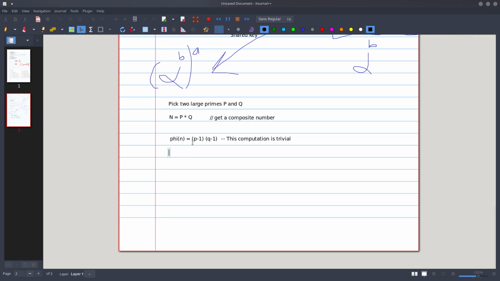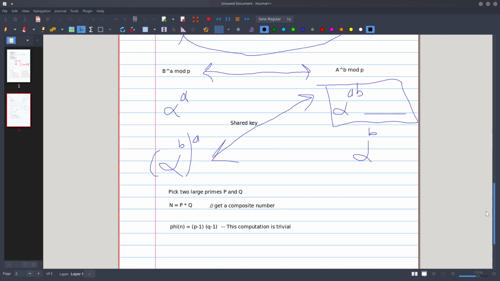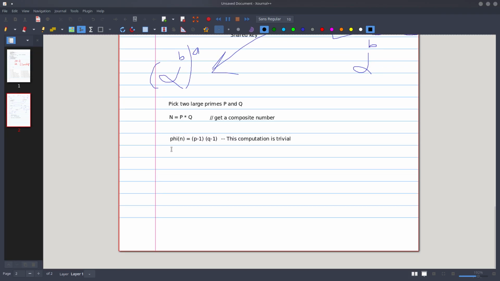And why is it p minus 1? This should already be setting off some bells in your head. You come back up here. Remember group cardinality: phi of n is the group cardinality, n minus 1, p minus 1. I'm hoping you see what's actually going on there. Okay, so you compute phi of n.